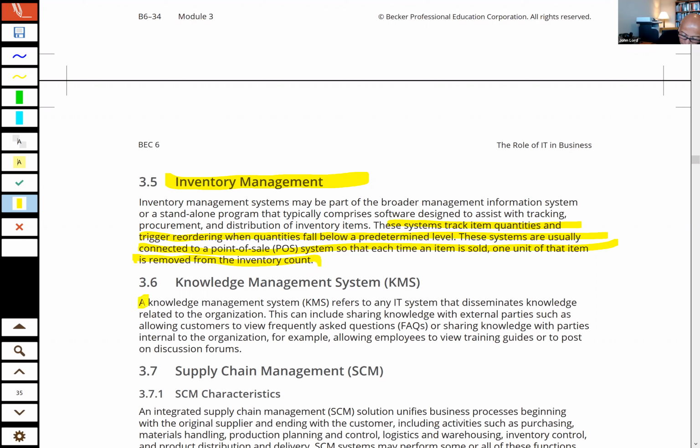Anyway, a knowledge management system, let's just look at that now. A knowledge management system refers to any IT system that disseminates knowledge related to the organization. So frequently asked questions can be considered a knowledge sharing management system. And you can go ahead and flashcard the definitions of both of those. And that example is a good one. I think frequently asked questions is a knowledge management system.